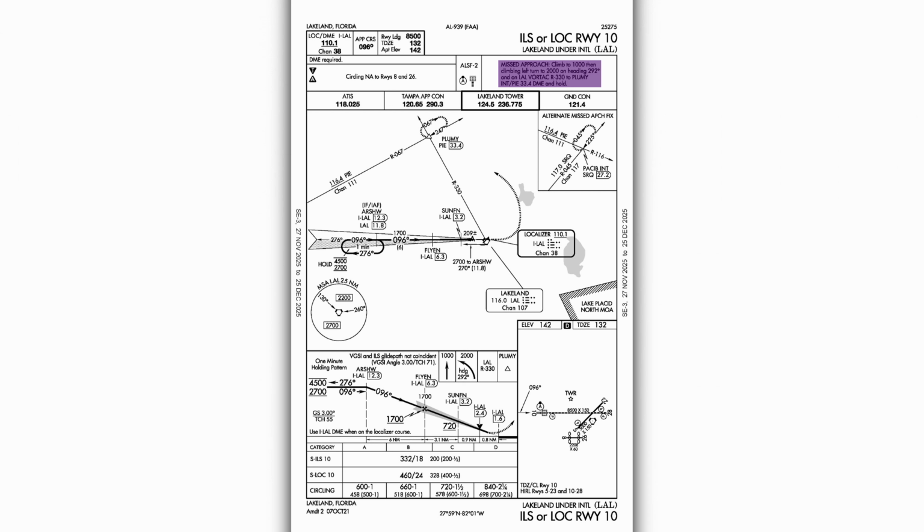Now, the procedure has us make a climb straight out to 1,000 and then continuing, making a climbing left turn at 2,000 on a heading of 292, to which we then follow and intercept the 330 radial of the Lakeland VORTAC to PLUMY intersection, found also at 33.4 DME from the PIE VORTAC, and we'll hold there.